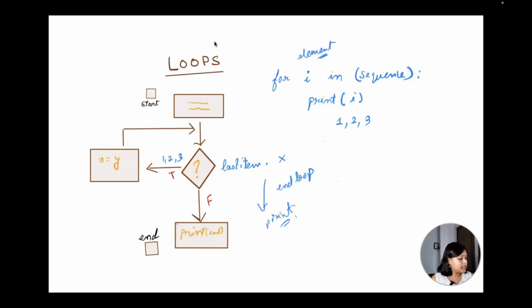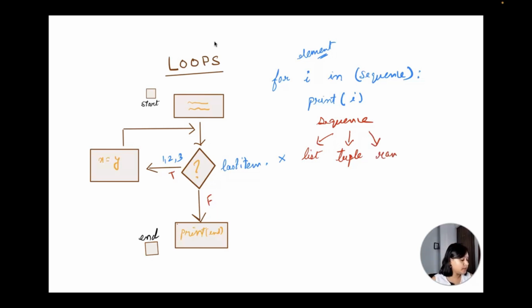Now, in this case, we have multiple ways exactly how we can go ahead and use this functionality. Let's say I have this particular sequence. This sequence can be of any type. In this sequence we can have a list. We will discuss what exactly is a list. Then we have a tuple. We will also discuss what is a tuple. Then we also have a range. We will discuss that range as well.